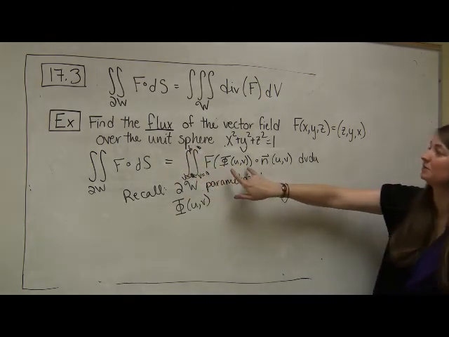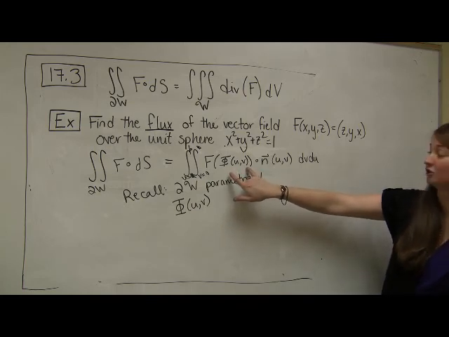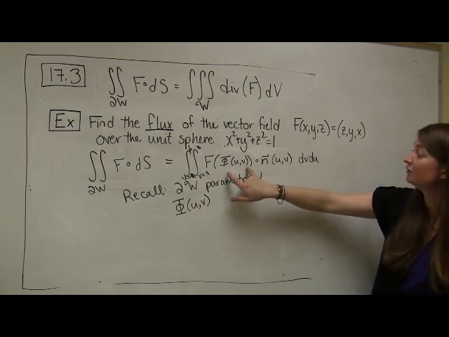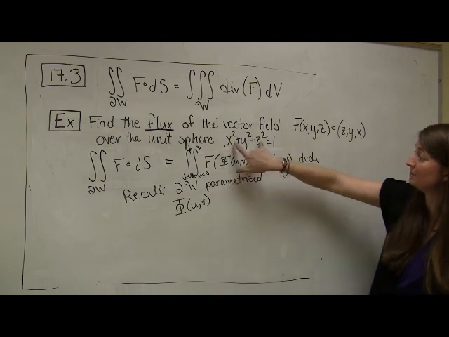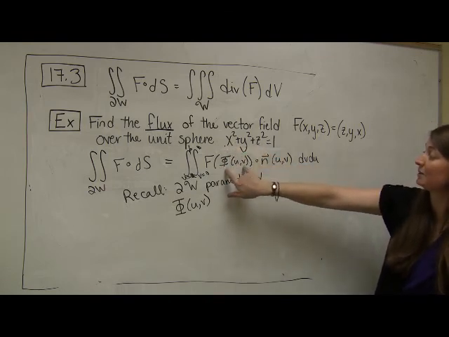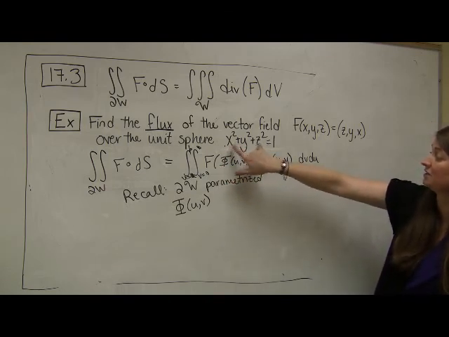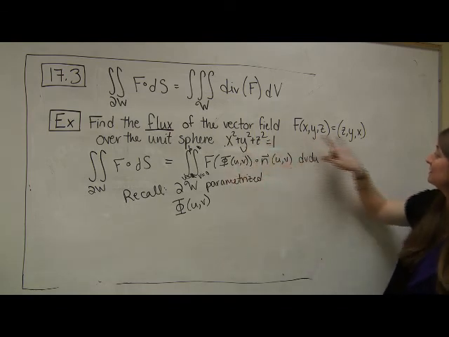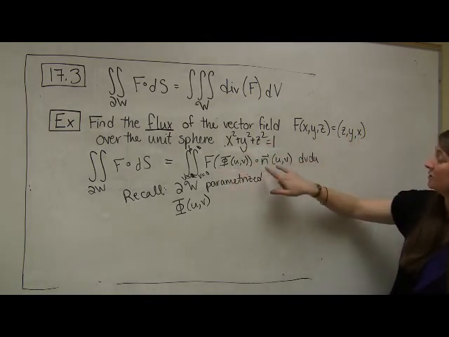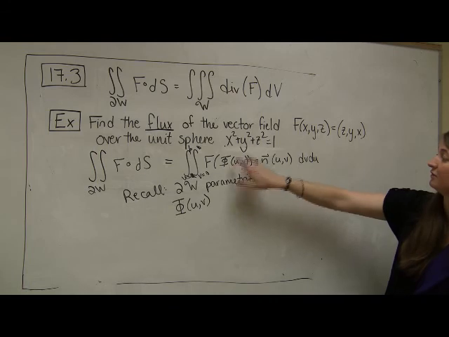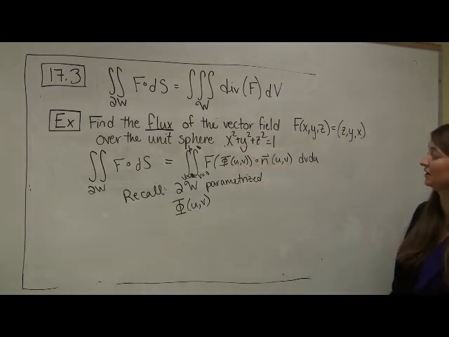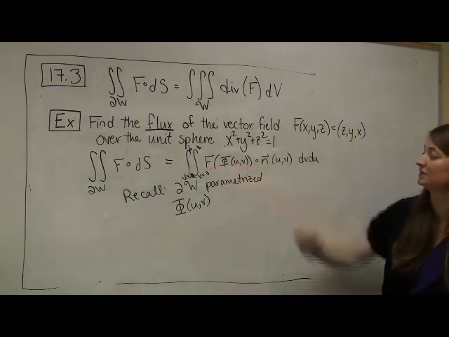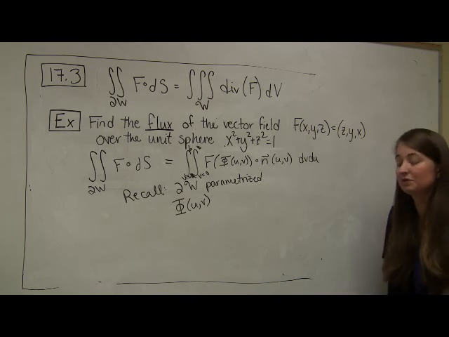So if I wanted to compute this without using the divergence theorem, what would I have to do? First, I would have to parameterize my surface. I would have to come up with a parameterization of this unit sphere. I would plug it into my f function. I would also have to find the normal vector of the parameterization of my unit sphere, and then I could compute this double integral.